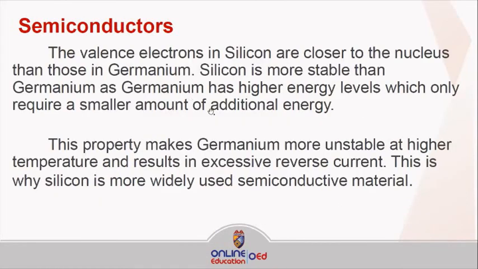Next, the valence electrons in silicon are closer to the nucleus than those in germanium. Silicon is more stable than germanium, as germanium has a higher energy level which requires only a smaller amount of additional energy. Yun ang disadvantage sa germanium. This property makes germanium more unstable at higher temperatures and results in an excessive reverse current. This is why silicon is the more widely used semiconductor material. Okay?